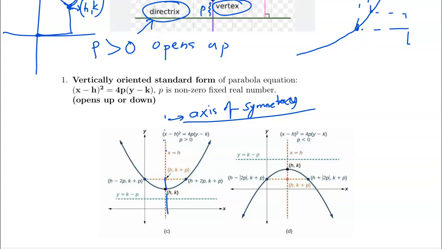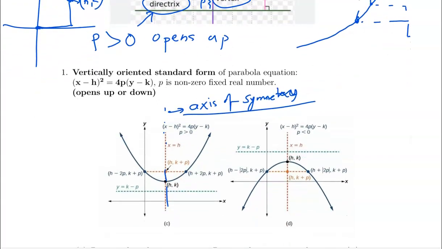All right. So if you look at this parabola, HK is the vertex. If you go up P units, H is still the same horizontally, but K goes up. So that's why this is your focus. You have one focus on a parabola. Each parabola has its own focus. And the focus is going to be this.